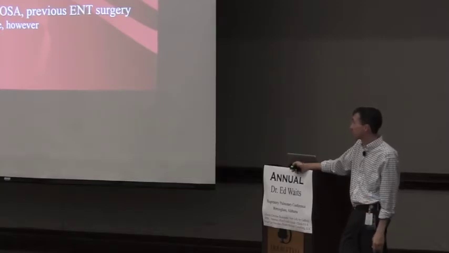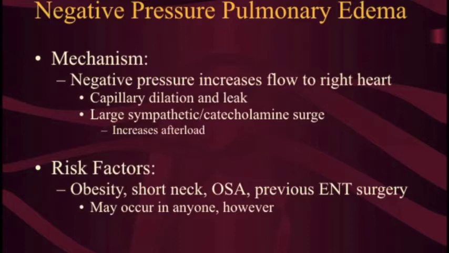Risk factors for negative pressure pulmonary edema: obesity, a short neck, obstructive sleep apnea, old ENT surgery, those sorts of things. The things that you'd think would increase your risk of upper airway obstruction, but it can occur in anybody. Usually we're going to have stridor.